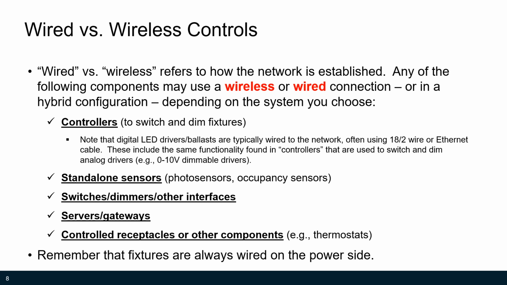Remember that fixtures are always wired in terms of power wiring, because otherwise they won't light up, right? So the question of wired versus wireless is really about how you make the connection to the network. It's not about the power side, powering the actual lights.